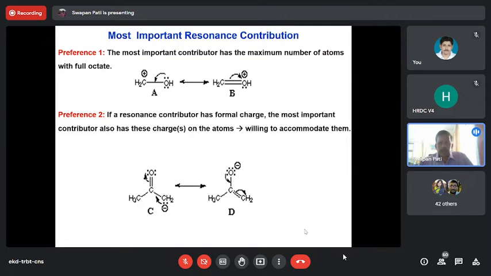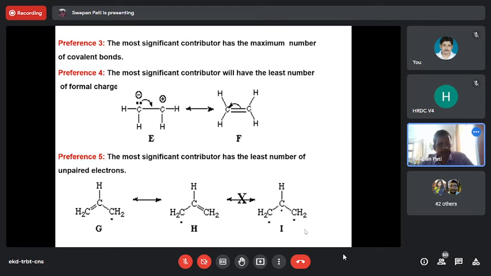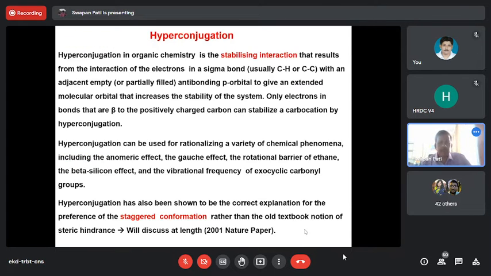So the most important contributor has the maximum number of atoms with full octet, and formal charge, the most important contributor also has these charges, and they are willing to accommodate them. The most significant contributor has the maximum number of covalent bonds. The most significant contributor will have the least number of formal charges. The most significant contributor has the least number of unpaired electrons. These are some of the preferences for me.